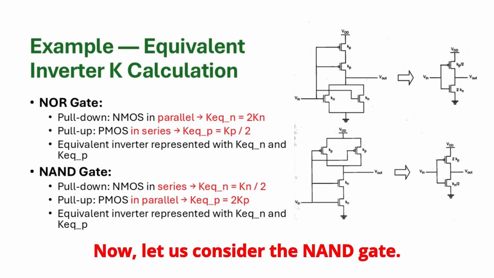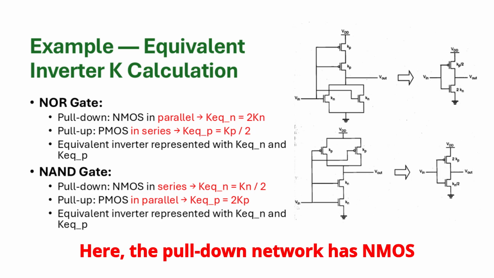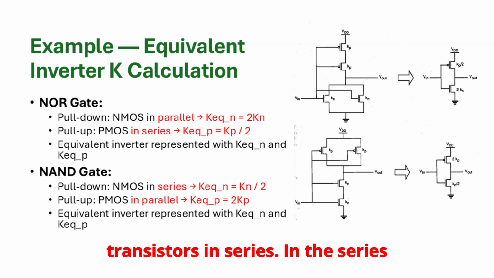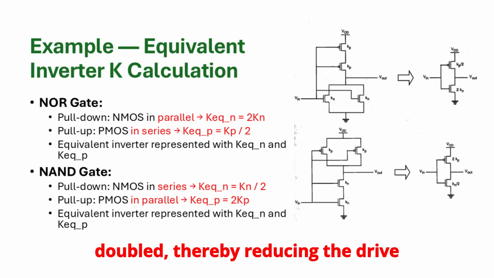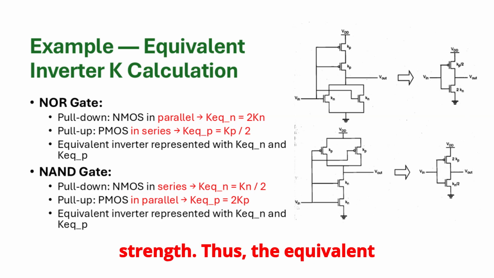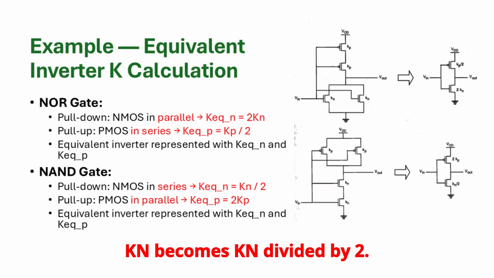Now, let us consider the NAND gate. Here, the pull-down network has NMOS transistors in series. In the series connection, the conduction path behaves as if the effective channel length is doubled, thereby reducing the drive strength. Thus, the equivalent Kn becomes Kn divided by 2.